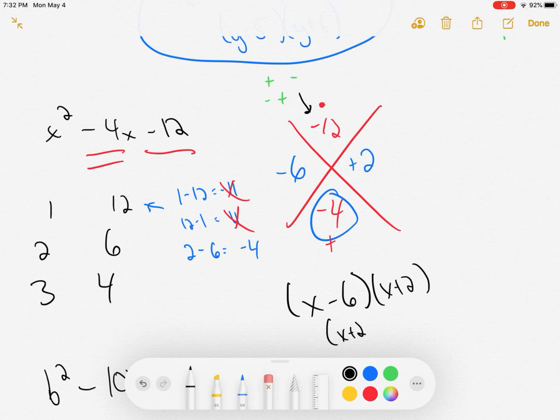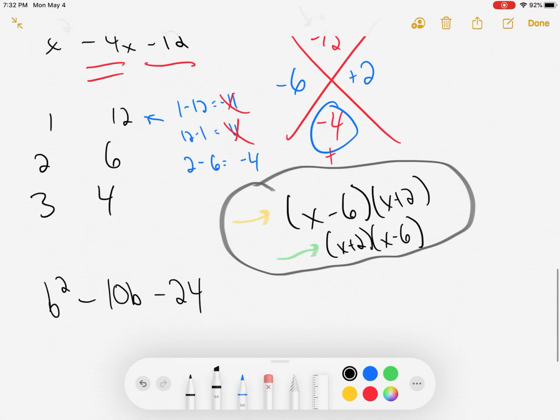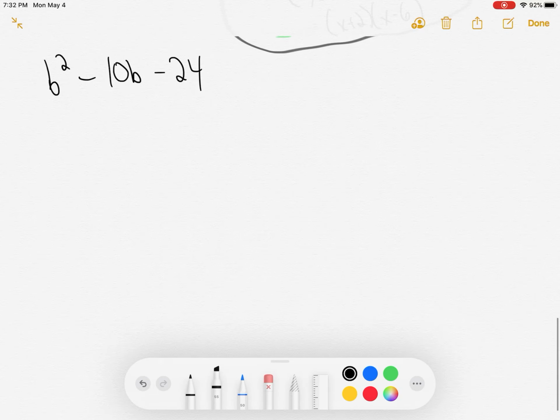And again, you can write it like this as well. Either one is correct. I'll highlight them both when I'm done. So again, either yellow arrow or green arrow is correct. Either one of those is the correct answer. Okay, I think, yep, last one for today.